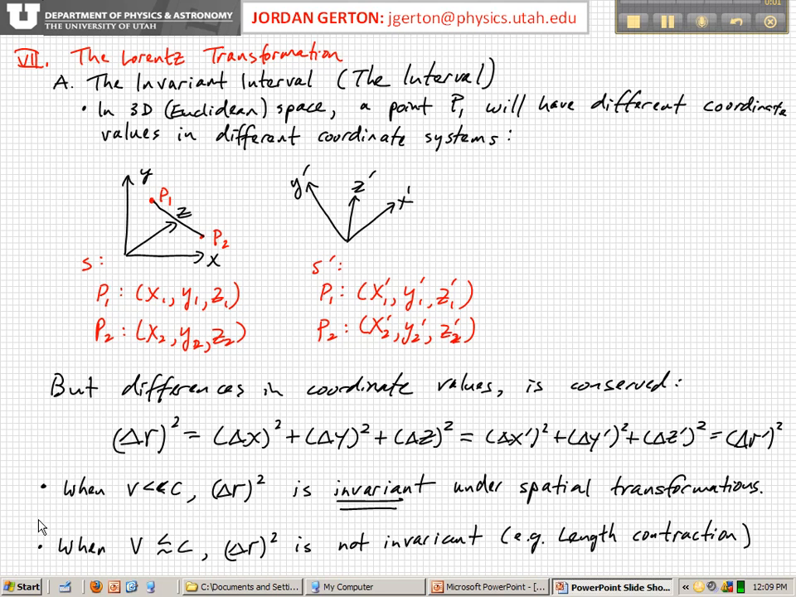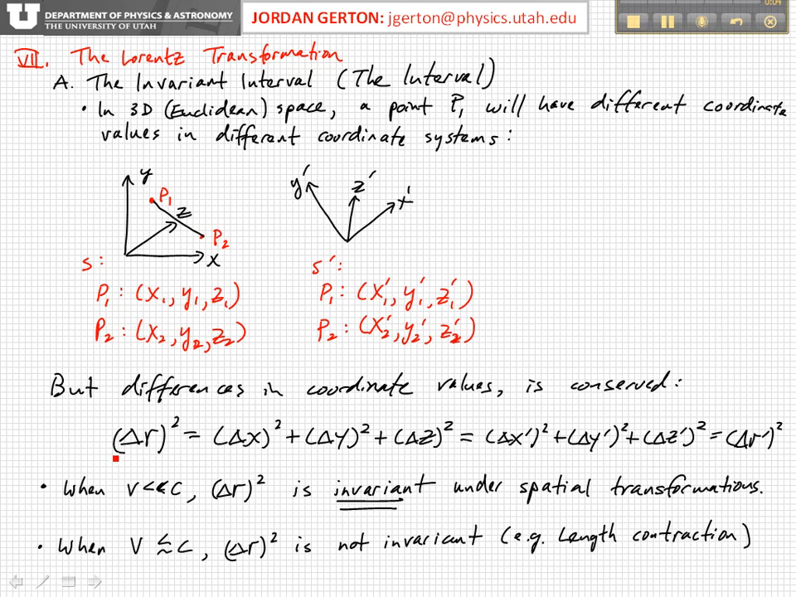Okay, so we just discussed how the distance between coordinate values, which we can quantify by delta r squared here, is invariant under spatial transformations, but only when we're talking about normal Euclidean space. That is, normally in the non-relativistic case, when the velocity between the two different coordinate systems, or between two different observers, is much less than the speed of light.